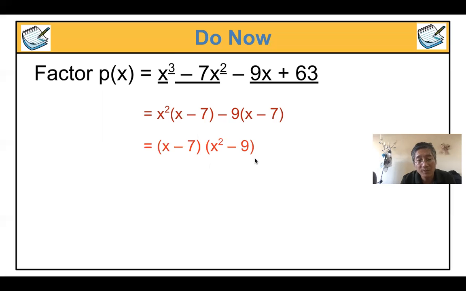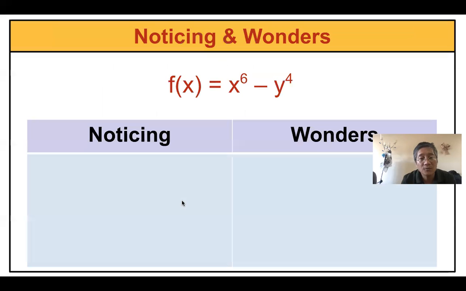Is it factorable, the quadratic x squared minus 9? Yes. x squared minus 3 squared. A squared minus b squared is what? A minus b, a plus b, right? So it is x minus 3, x plus 3, like this. All right. Okay, let's move on to today's lesson.